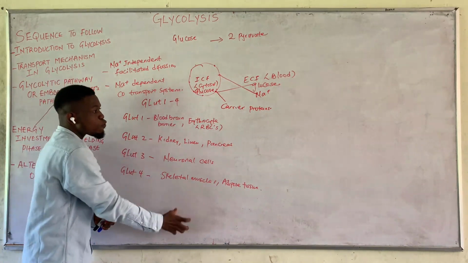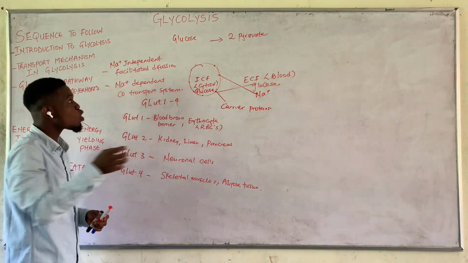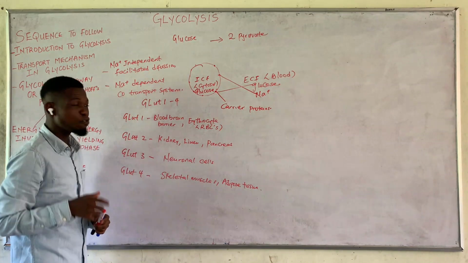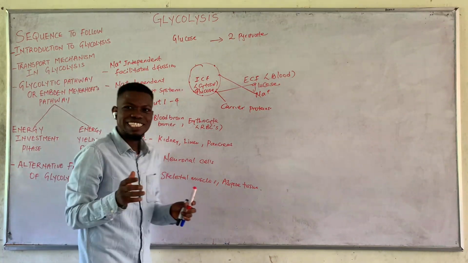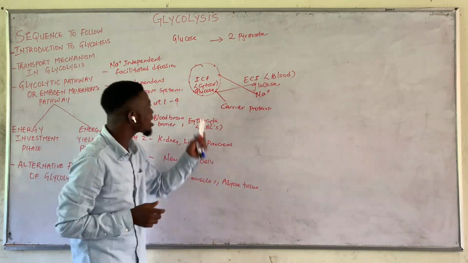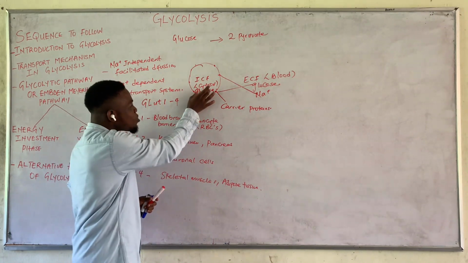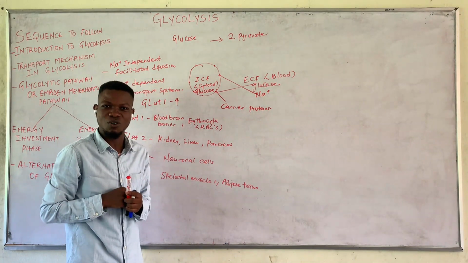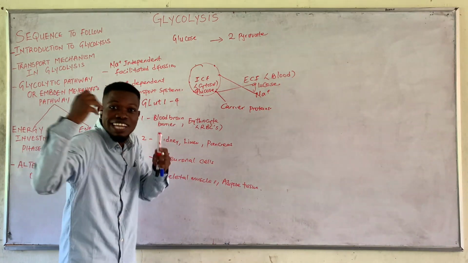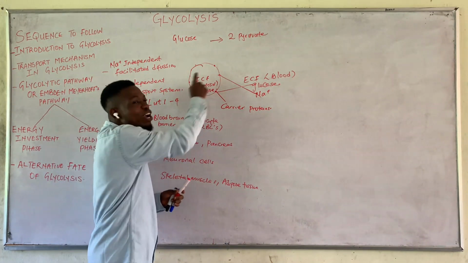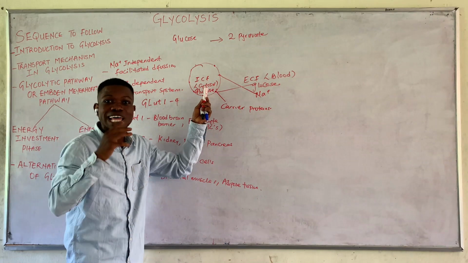But when we are talking of the major organs of the body, they make use of what? Facilitated diffusion. Now let's continue. That is about the transport mechanism of glucose. We now have our glucose in the cytosol of the living cell, preparing for what? Glycolysis. Because glycolysis occurs in the cytosol of a metabolizing cell.